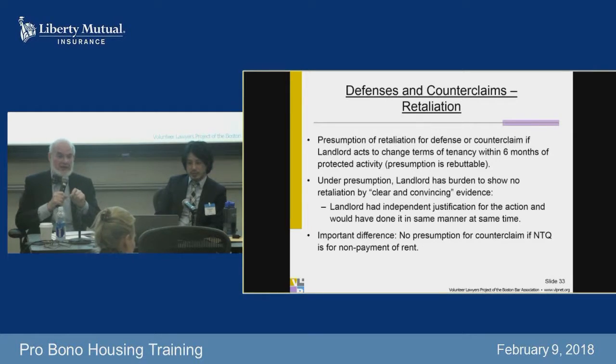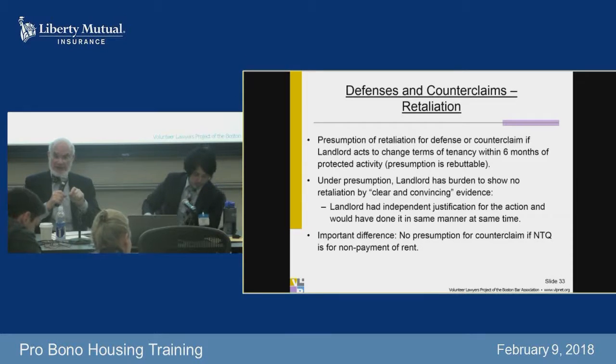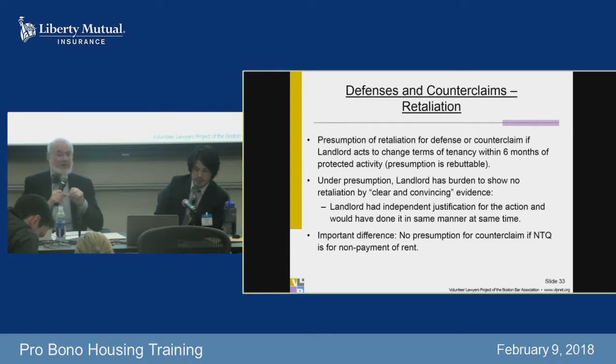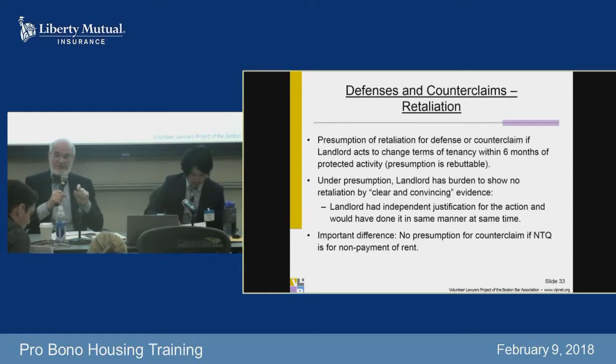that puts the burden on the landlord to prove that it's not retaliation and that he would have taken the same steps at the same time and in the same way, even if the tenant had not exercised these protected rights. Should note that there's an exception to the presumption, which is in a non-payment case, there's no presumption of retaliation on the counterclaim, but there still is on the defense. So action within 6 months creates the presumption for the defense, and it creates the presumption for the counterclaim unless it's a non-payment case.